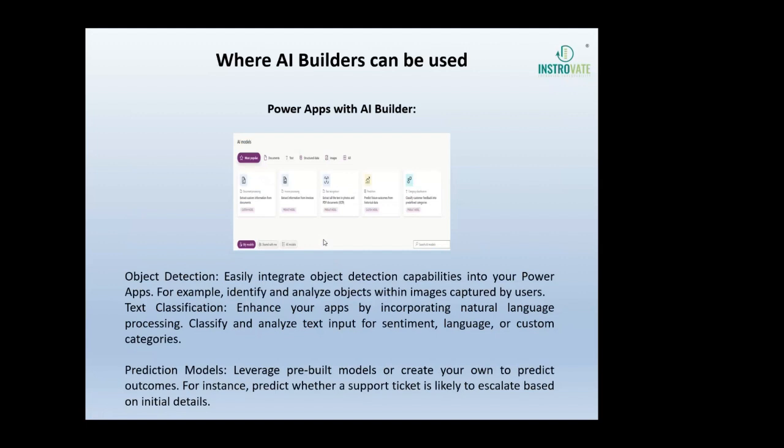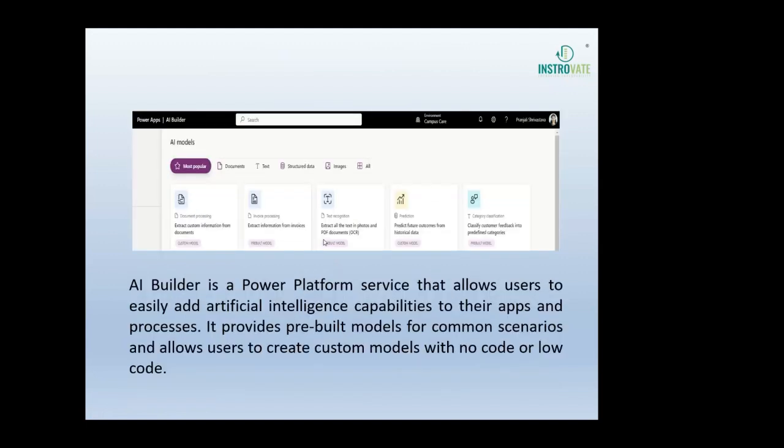Text classification enhances your application by incorporating natural language processing. Classify and analyze text input for sentiment, language, or custom categories. Prediction models, so you can use pre-built models or you can create your own outcome. For example, you can predict whether a support ticket is likely to escalate based on initial details. So these are all the AI Builder models present in your Power Platform, and according to your use, you can simply use them.